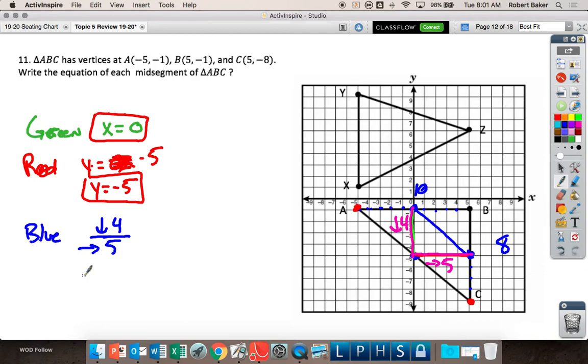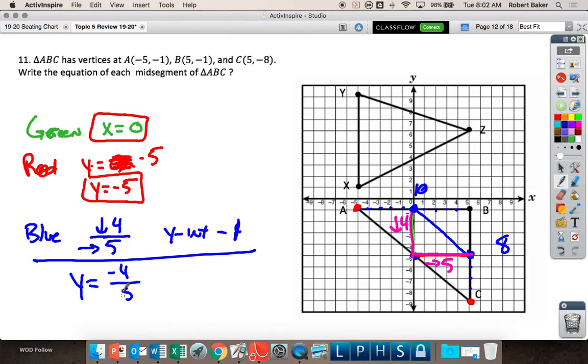And we need to find the y-intercept, which is right here at -1. So using all of this information, I should be able to write the equation. Y equals a slope of down 4 over 5 x with a y-intercept of -1. So equation, equation, equation, those are all three equations that describe the midsegments of those lines.